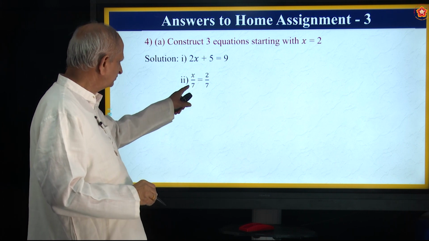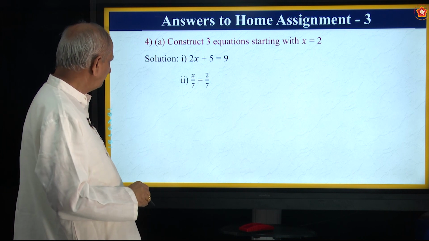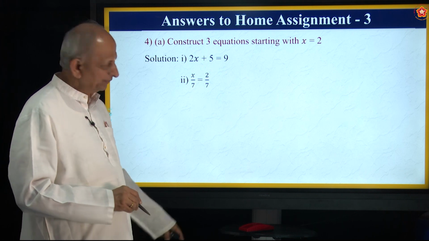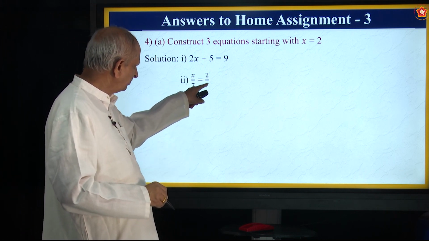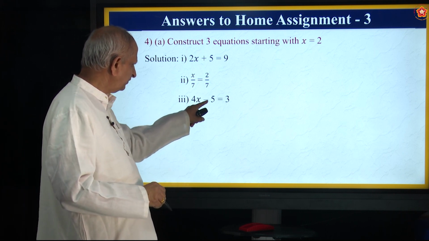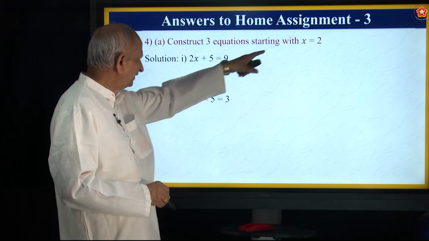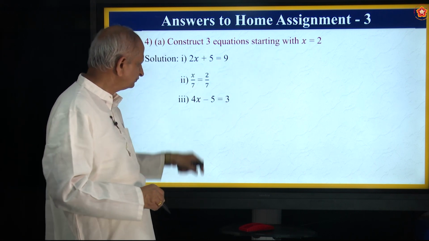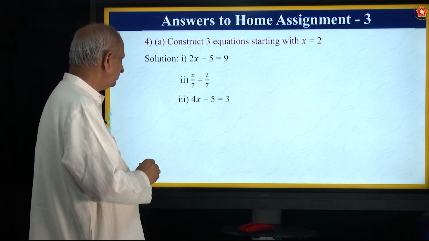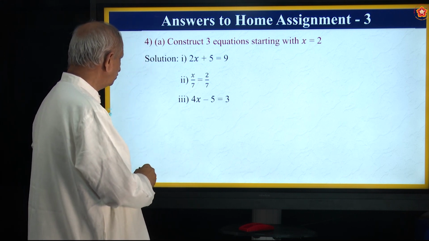Similarly, this also, the value of x is 2. What have you done here? Divide the left hand side by 7. If you divide by 7, the right side also you must divide by 7. And the third equation, 4x minus 5 is equal to 3. Here what have you done? Multiplied this x by 4 and then subtracted 5. That also gives the same value, x is equal to 2.